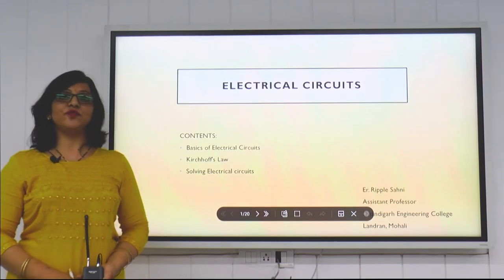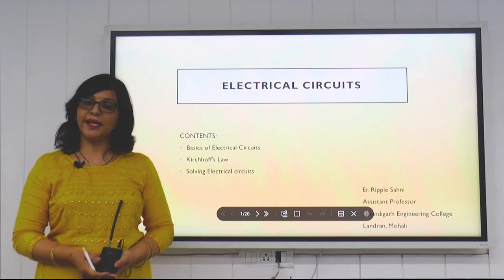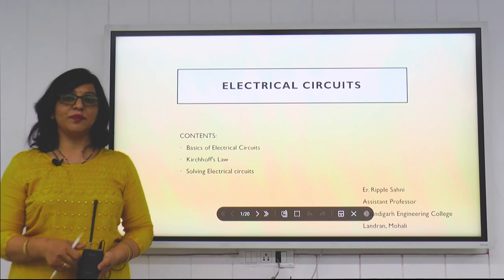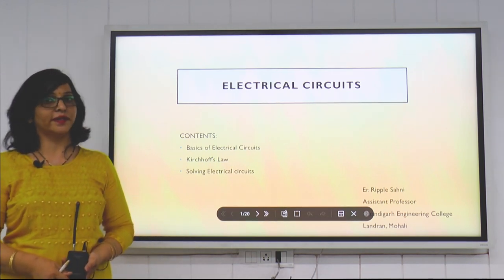The electrical circuits we see around us are made up of various components connected to each other in an electric circuit. So it is necessary to understand the electric circuit, its types, the laws that govern the circuit, and solving the electric circuit for voltage and current.